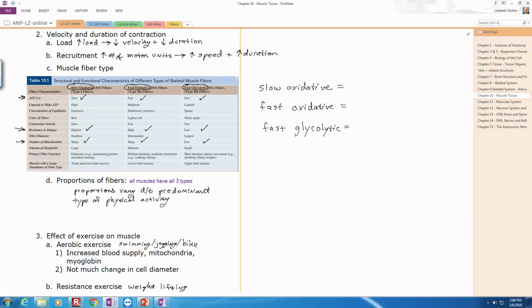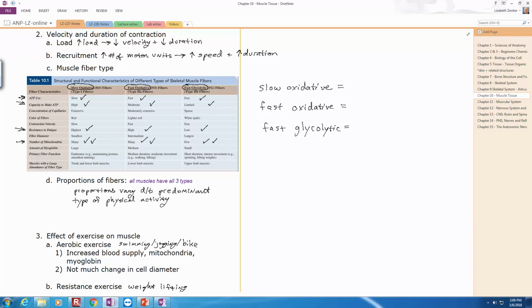Let's see, what else do I want to tell you? Capacity to make ATP, that is all tied in with your mitochondria, so that makes sense. If you have many mitochondria, you'll have high availability of making ATP. Same thing for fast oxidative, and it'll be limited for a fast glycolytic fiber, because you have few mitochondria, so it'll be limited on your availability of making ATP.